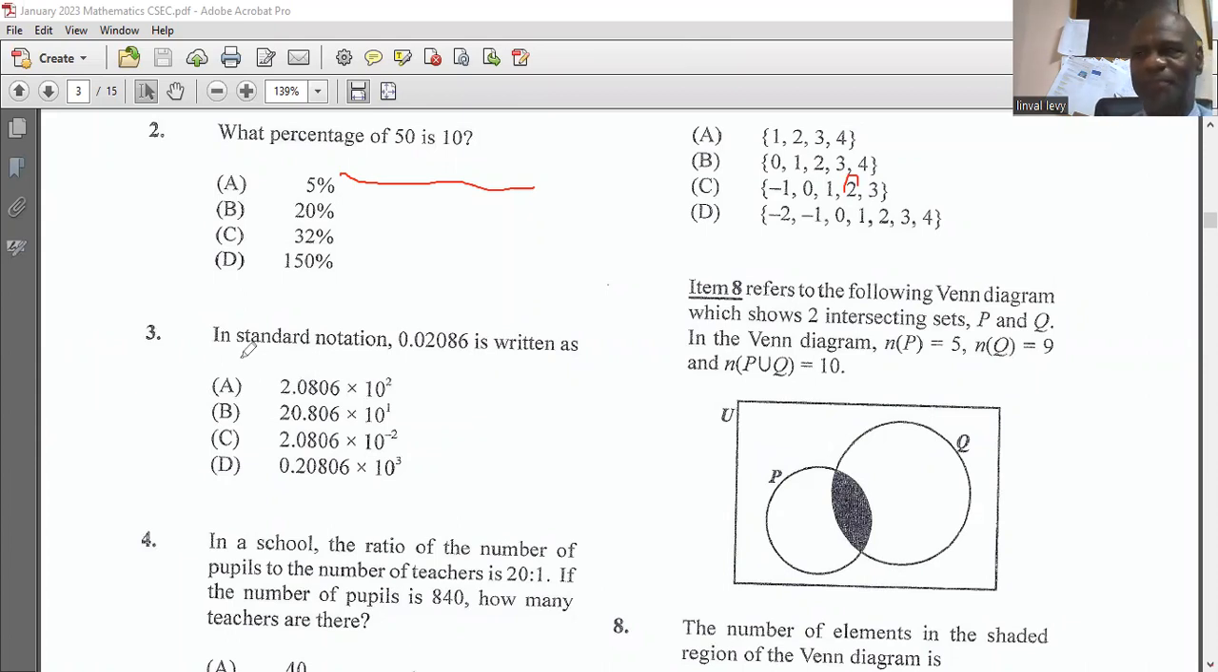So number 3 says in standard notation, meaning standard form, for those who may not understand standard notation. So in standard form, 0.02086 is written as, so I want to write this in standard form. So we know a standard form is written as 1 point something times 10 to a power, right? So let me write this. So this is the standard. So it's A.